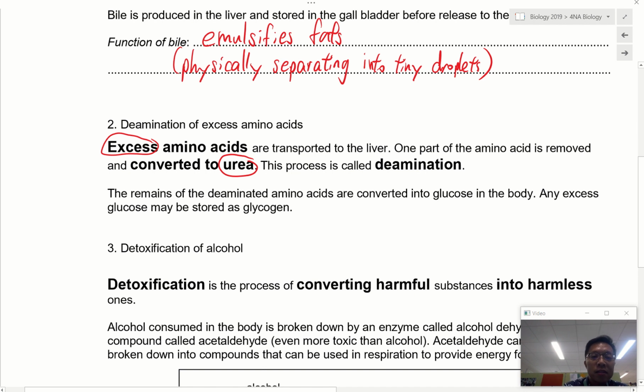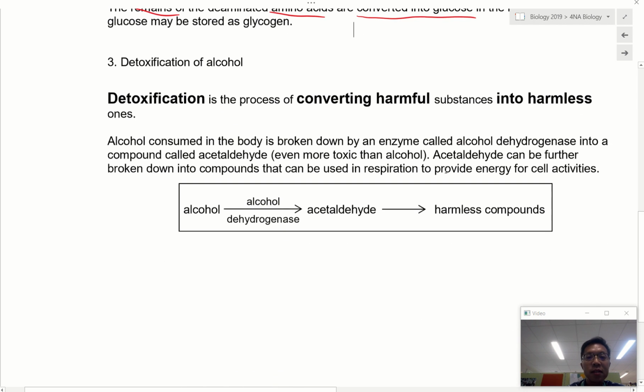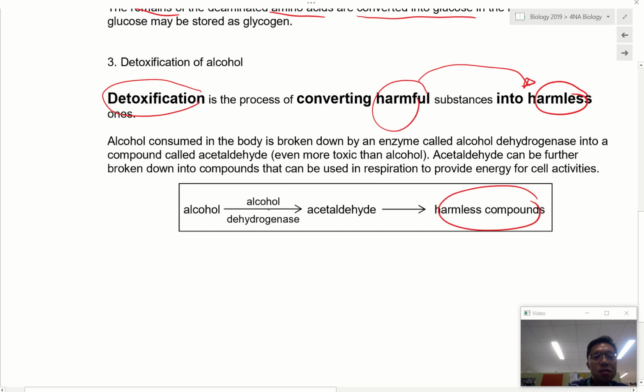And there are also the remains of the amino acids, which are converted into glucose for use by the body. The next process, detoxification of alcohol. Basically, you just need to remember detox is to convert harmful into harmless. A lot of alcohol is very harmful. You cannot walk straight, you cannot think logically. So the liver works very hard to remove the alcohol from the blood and convert it into harmless compounds.